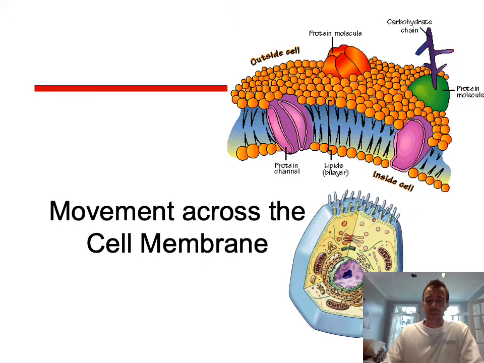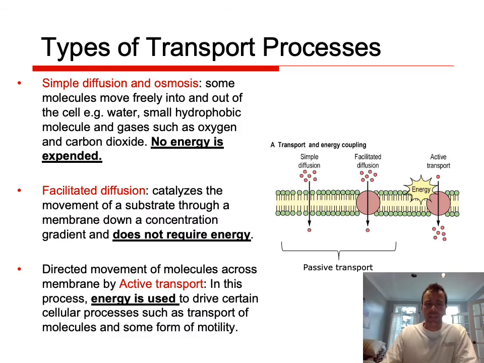Okay, let's talk about the movement across the membrane. Let's talk about the types of transport processes. You can have simple diffusion. In the case of water, this is called osmosis, where no energy is required. You're simply moving a molecule from an area of high concentration to low concentration. Something called facilitated diffusion is very similar, although you need a protein to help you along, in this case, to move from high to low concentration. But again, no energy is required.